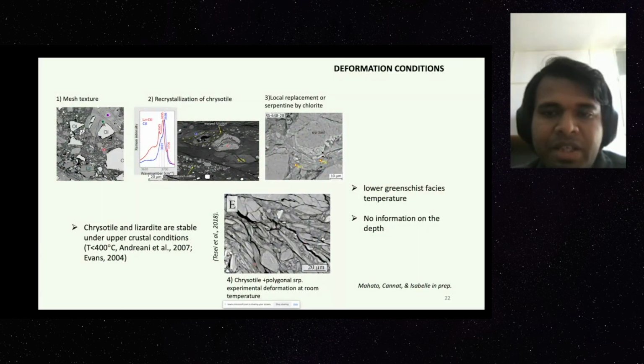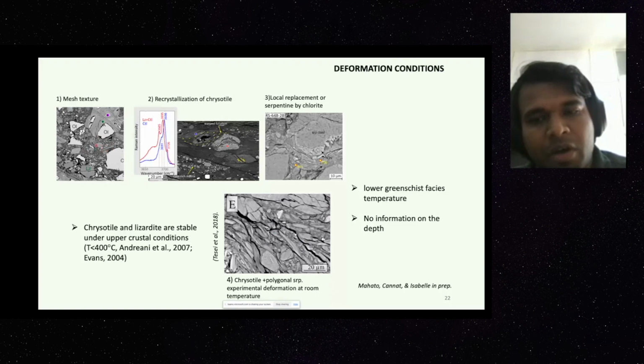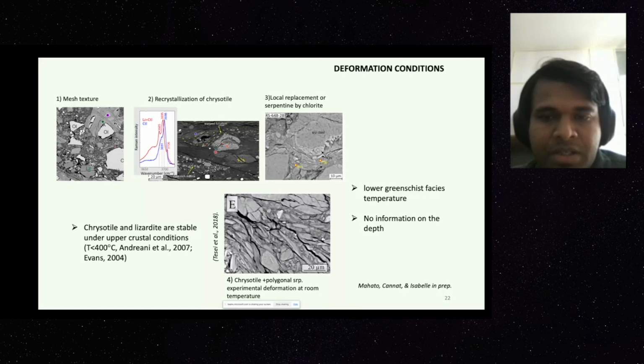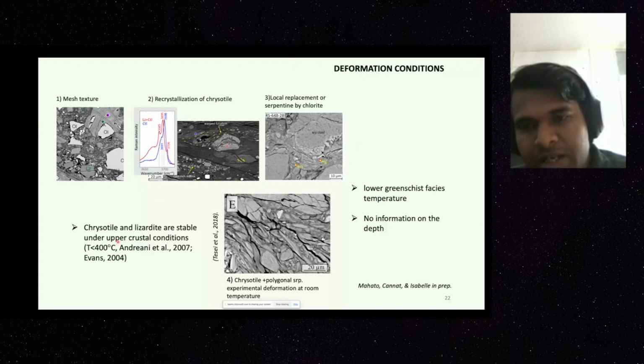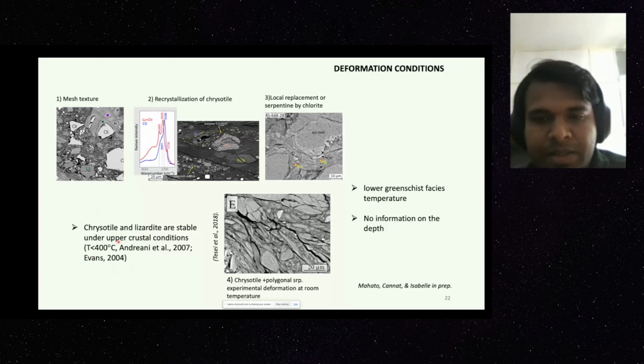So far we have seen evidence for brittle deformation of already serpentinized peridotite with lizardite mesh core and rim texture, and we see recrystallized chrysotile fiber that are deformed crystalloplastically, and we see local metasomatic replacement of serpentine clast by chlorite. And we know that the chrysotile and lizardite are stable under 400 degrees Celsius.